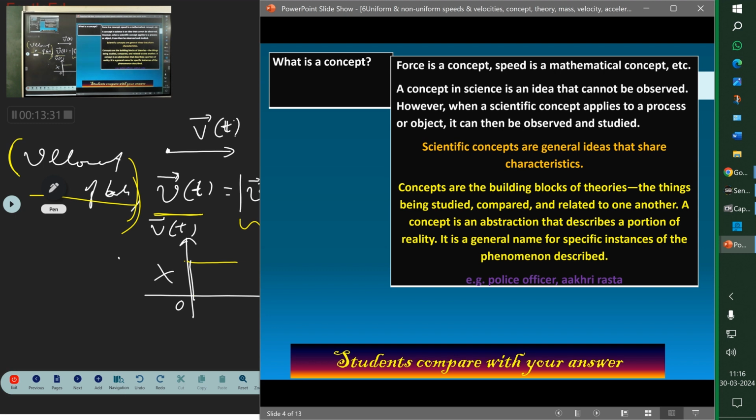Hey, I am applying force. Can you see? But supposing I have a body in front of me, and I do this, and if you see that the body is accelerating, then you say, sir, you are applying force. You got it now? So, can you see force? No, you can see the effect of force. So therefore, a concept in science is an idea that cannot be observed.